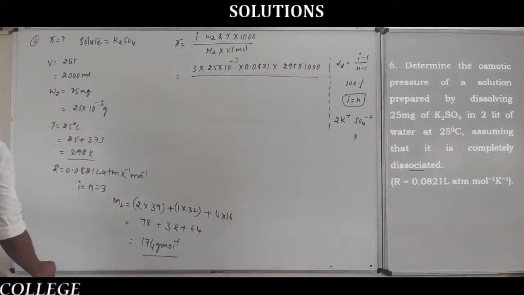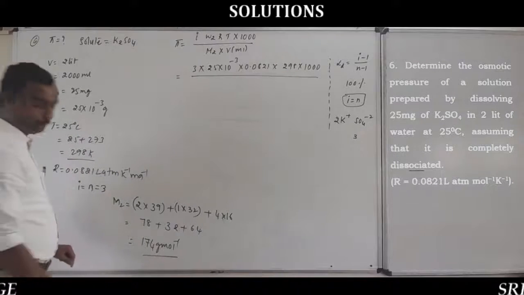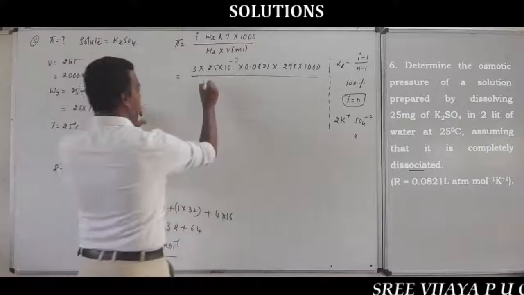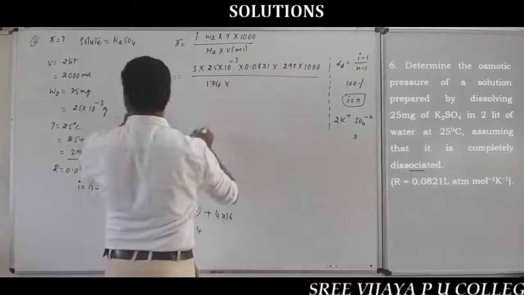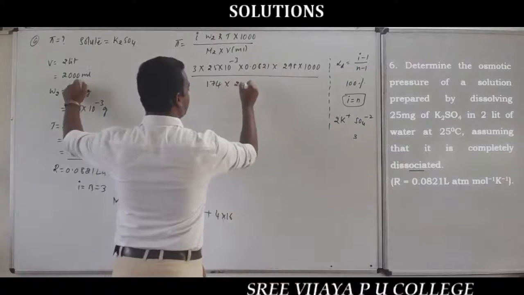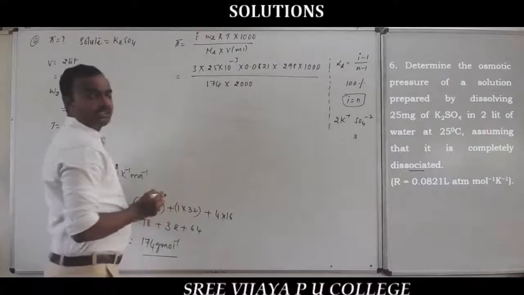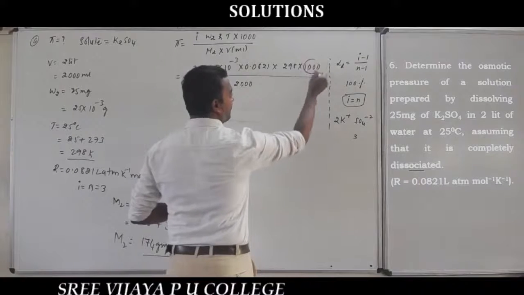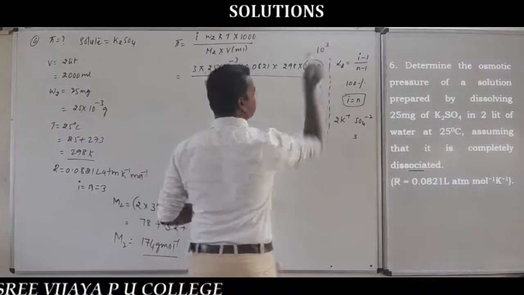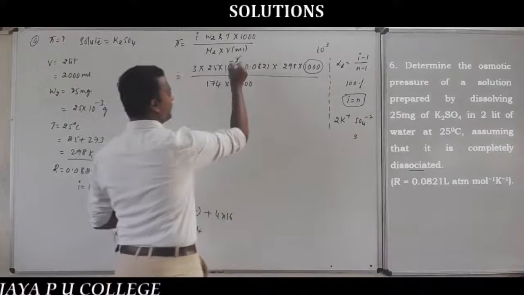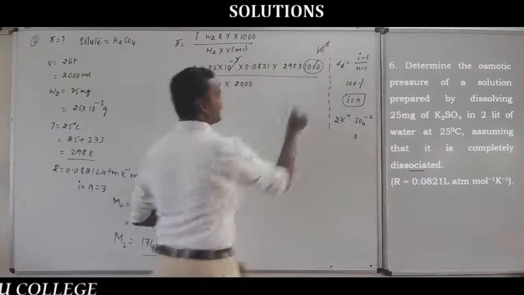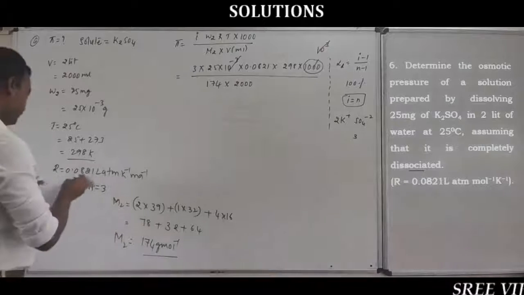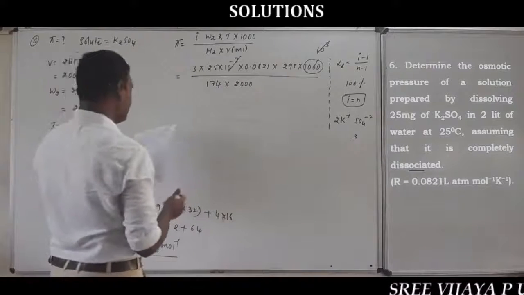174 gram per mole. That is the molar mass of the solute, M2. Now substitute the value. M2 is equal to 174 into the volume, which is 2000. Here we will simply calculate it. 10 power minus 3, and 1000 can be written as 10 power 3. Again 10 power minus 3 and 10 power 3 cancel out. So you will multiply: 3 into 25 into 0.081 into 298.